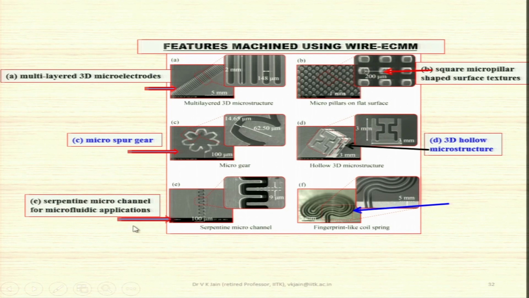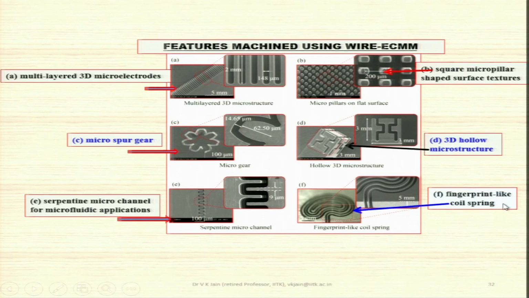Then you can see here a serpentine micro channel for microfluidic applications. Now you can see how complicated and how difficult they would be to machine otherwise, without the wire ECMM process. You can see over here, this is just a 9 micrometer thick pillar in this particular gap, and this is another pillar, this is another pillar, and so on. Such complicated features can be easily machined with electrochemical micromachining using the wire as the tool.